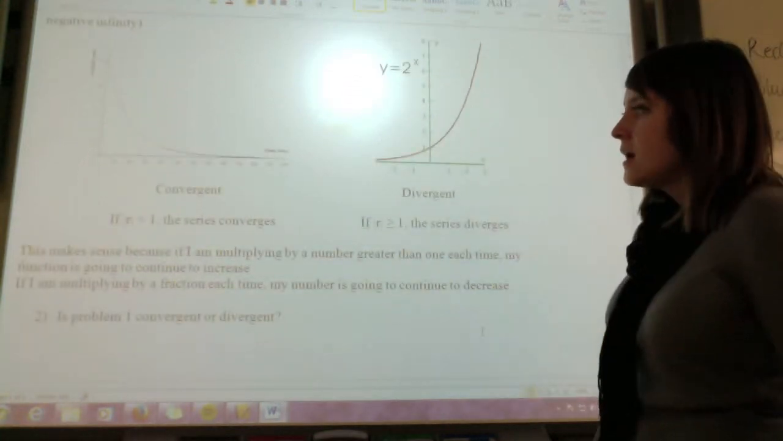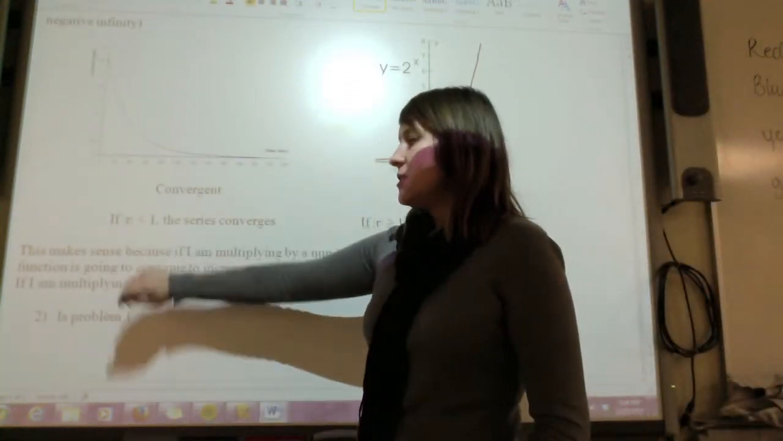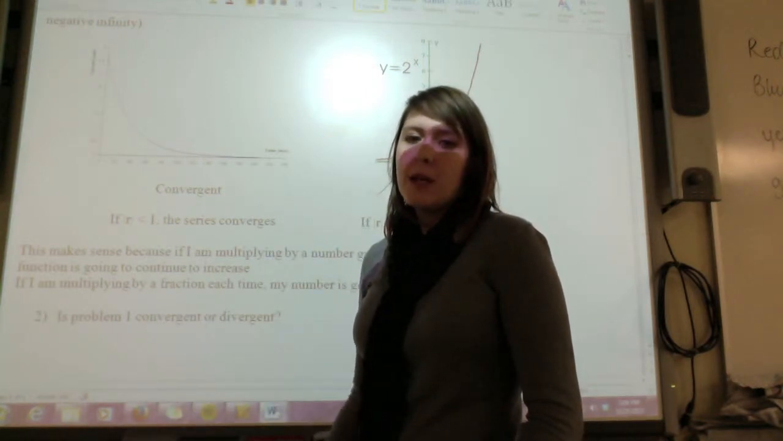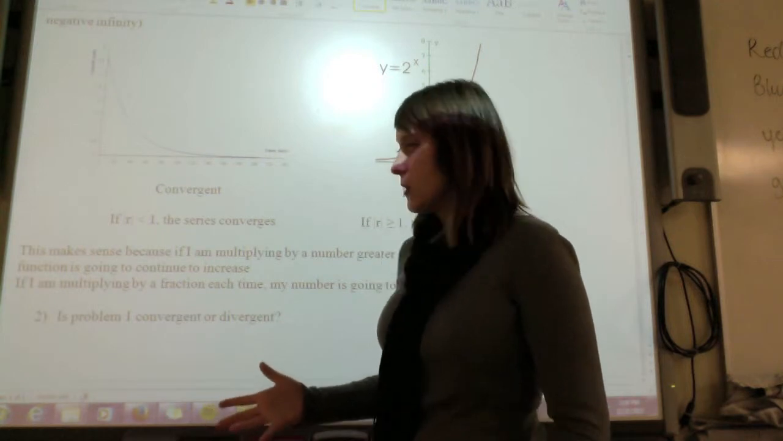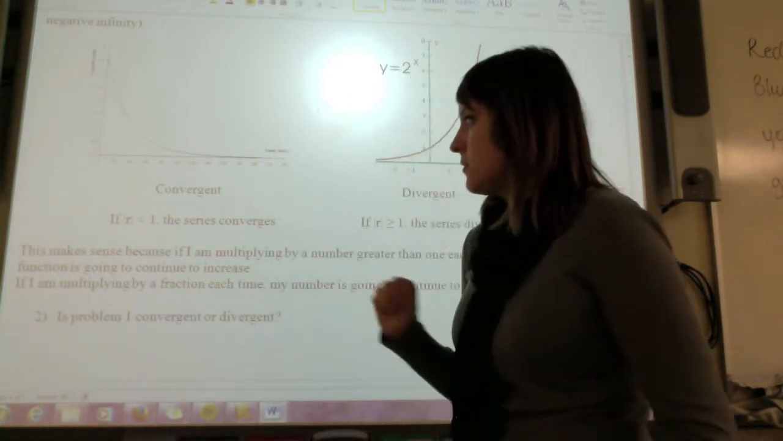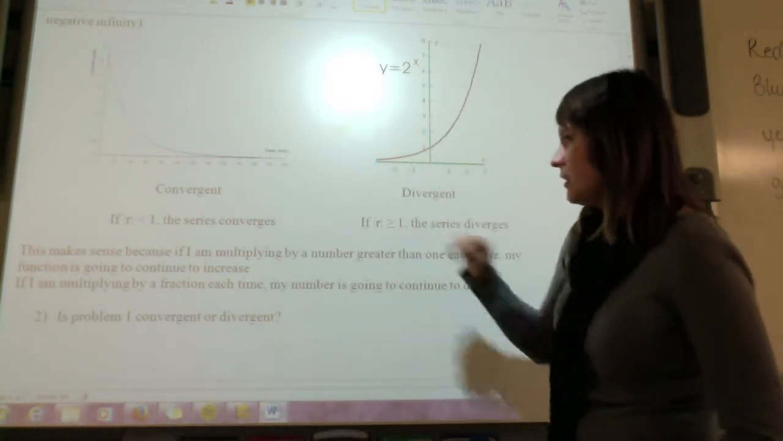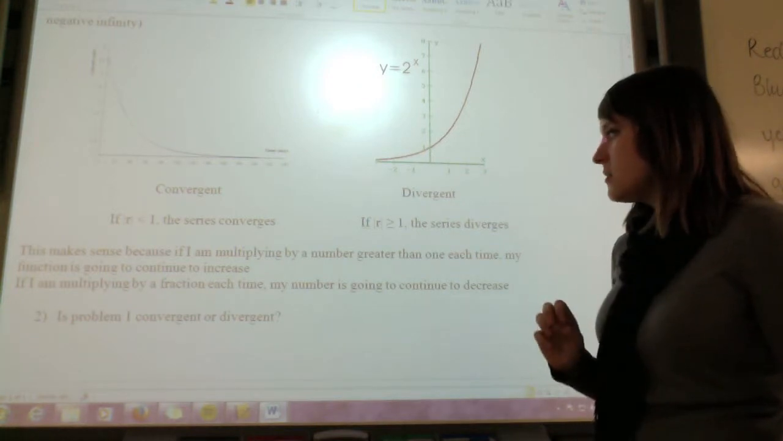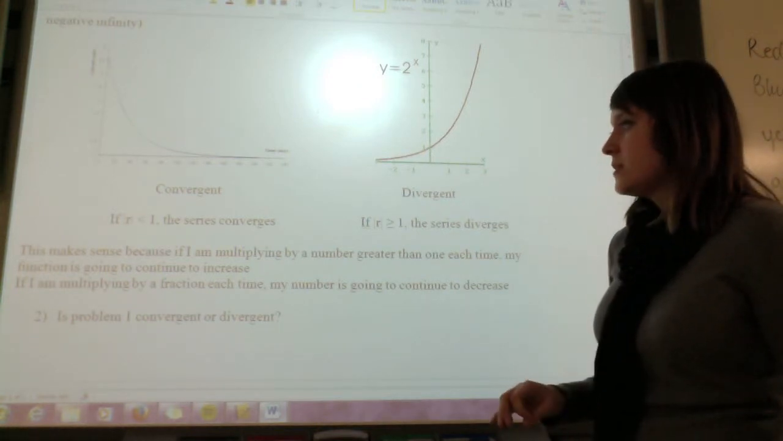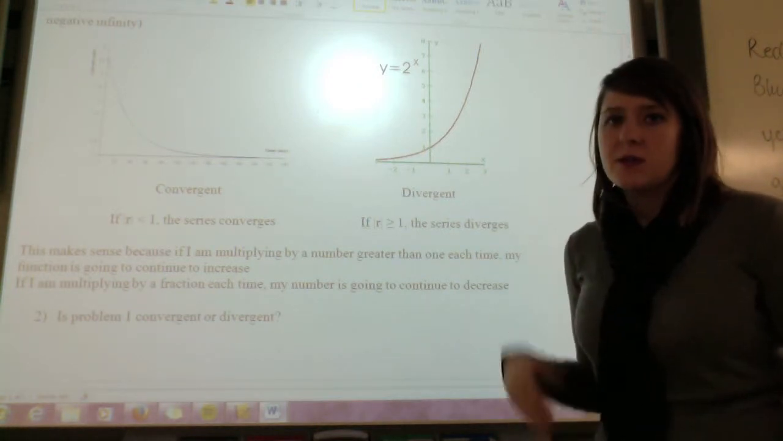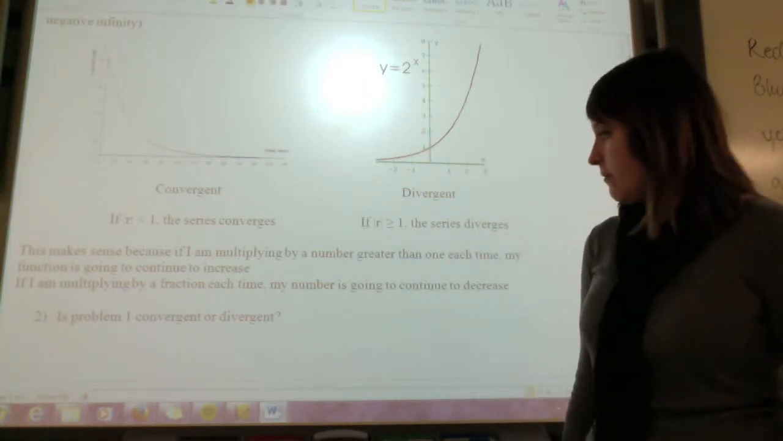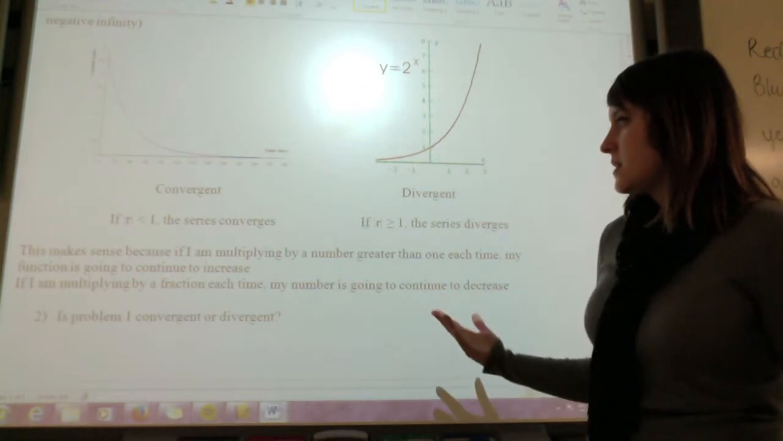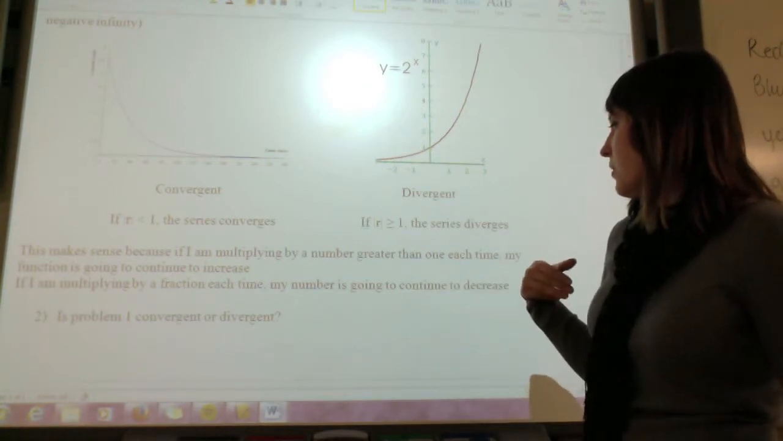So what we can say is that if the absolute value of our constant ratio is less than 1, meaning that it is somewhere between 0 and 1, a fraction of some sort, I know that my series is going to converge. If the absolute value of r is greater than or equal to 1, then I know that the series is going to diverge because it's going to continue to get bigger and bigger, or it's going to continue to get more and more negative.